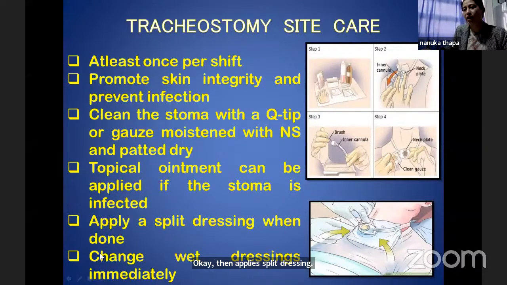When it is done, you should change the wet dressing immediately. So whenever you see that the dressing around the tracheostomy is wet because of secretions, we have to change it immediately. And we have to maintain this: the dressing should always be dry, okay?